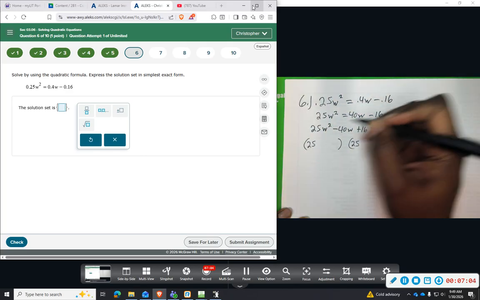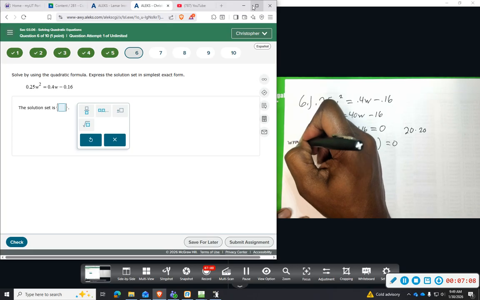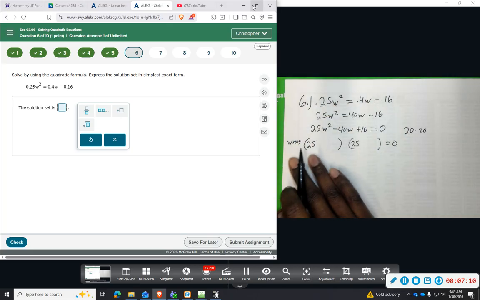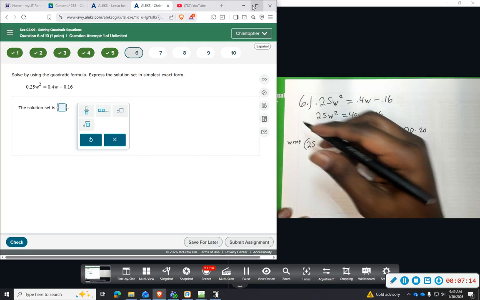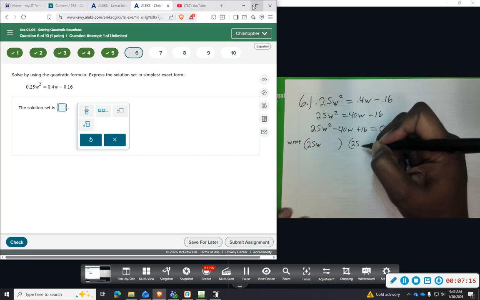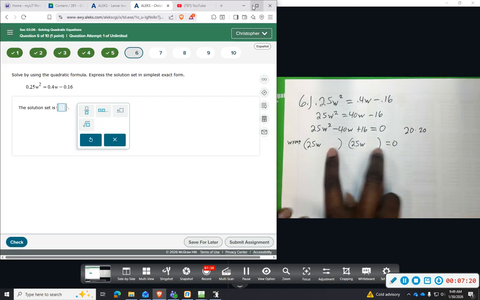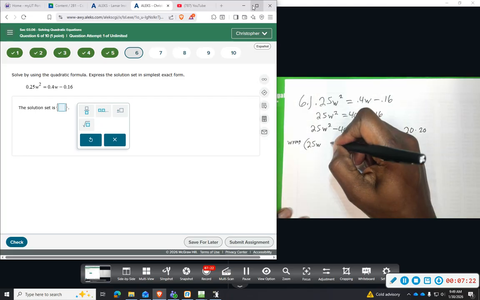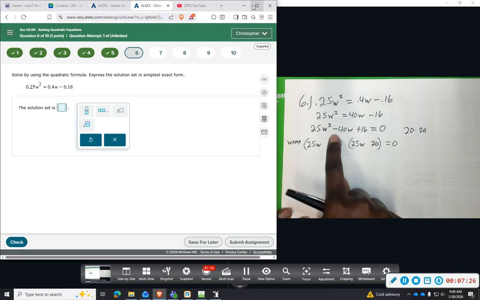Now this is incorrect, so I usually write myself a note that this is wrong, but it's going to correct as I get to the end. The w squared, we're going to put a w in each parentheses, w. And then at the back, we're going to put those two factors, the 20 and 20. Okay, now we just got to figure out the sign.